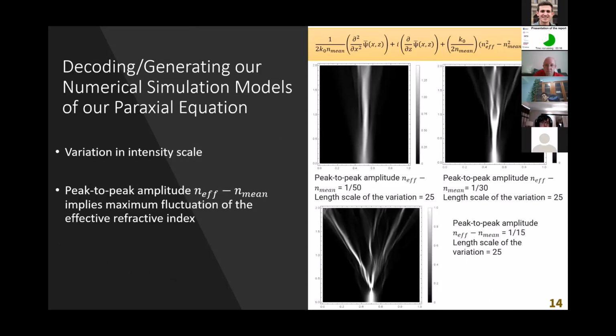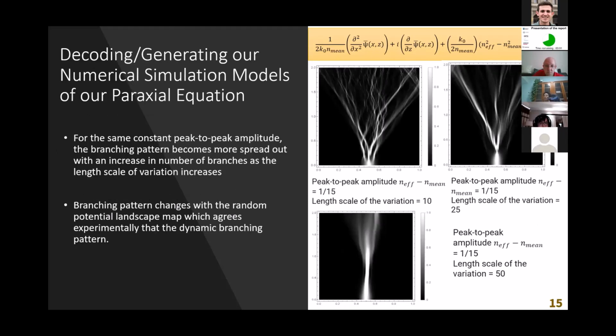So in the numerical models, as you can see from our intensity scale, the peak-to-peak amplitude is first varied while keeping the smoothness and variation constant. And as you can see, as this peak-to-peak amplitude increases, your angular spread increases, with a few branches that happen at the very bottom. But if we keep the peak-to-peak amplitude constant with a change in the length scale, which basically means that it's not very smooth, for the length scale variation being 10, we see that yes, the angular spread is there, but the number of branches actually increases much more, as represented by the numerous small streaks, as you can see.